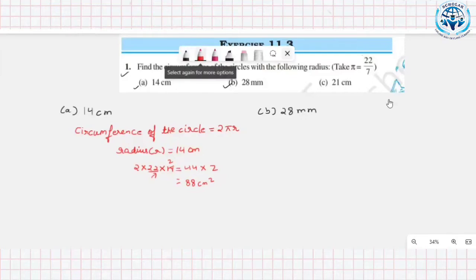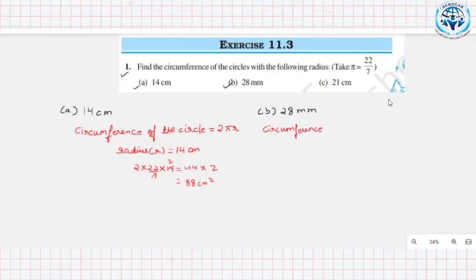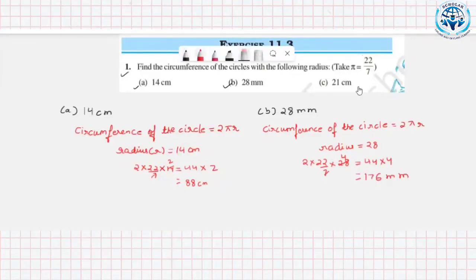Second one is 28 millimeter. We will again put this measurement in the formula 2 pi r. So, it will be like 2 into 22 by 7. It is given that we have to take the value of pi as 22 by 7. Two into 22 by 7 into 28 is 176 millimeter. Third one is 21 centimeter.